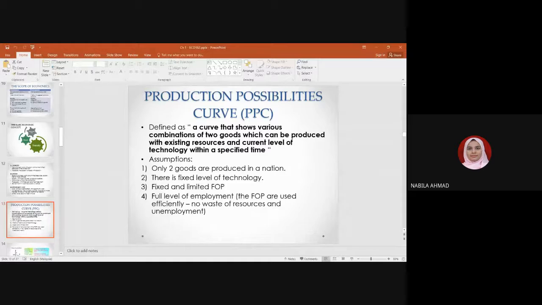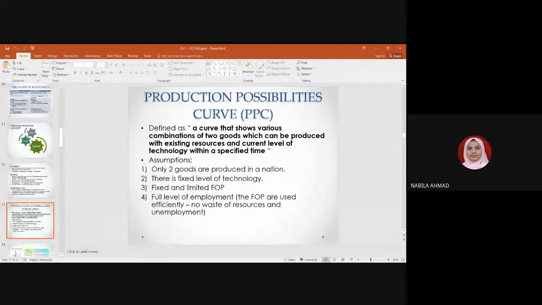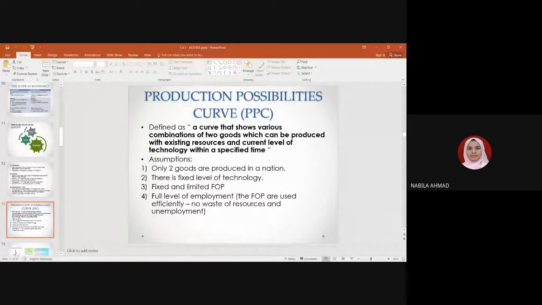And then there is fixed level of technology. Teknologi tidak berubah. Fixed and limited resources or factors of production. Sumber itu adalah fixed dan juga tidak berubah, dan juga apa kita panggil tu limited, yeah. And full level of employment, maksudnya semua resources digunakan sepenuhnya. Okay, so you have to remember these 4 assumptions ni lah. Only 2 goods produced in a nation, fixed level of technology, fixed and limited factors of production, full level of employment.